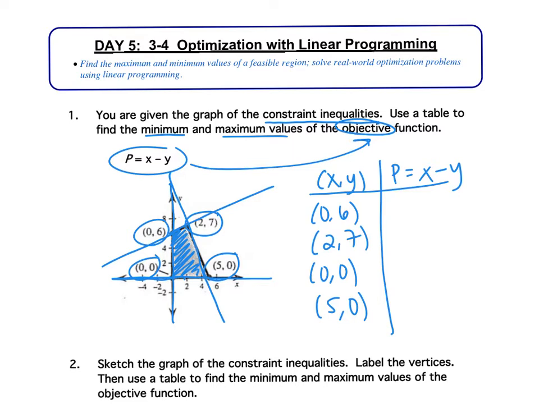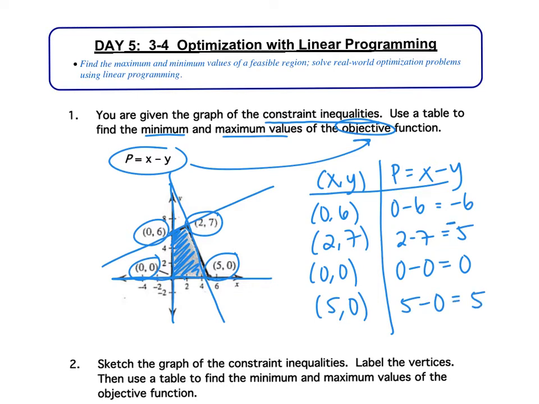So for the first point, 0 minus 6 is going to give us -6. We then have 2 minus 7, which will give us -5. 0 minus 0 will give us 0, and 5 minus 0 will give us 5.